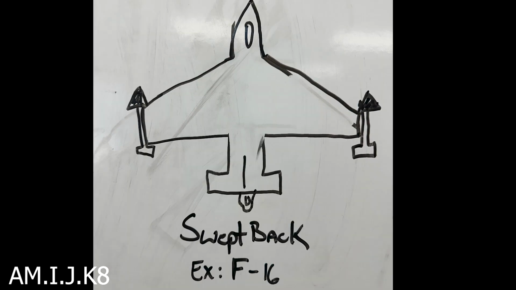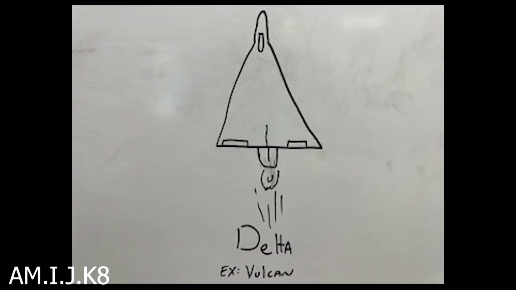Swept-back wings are common on airplanes that operate at high subsonic speeds, while delta wings are used for supersonic flight. Two measurements you need to remember about wings: chord and span. Chord is from the front to the back of the wing, from leading edge to trailing edge. Span is just from tip to tip, the wing span, how big it is.